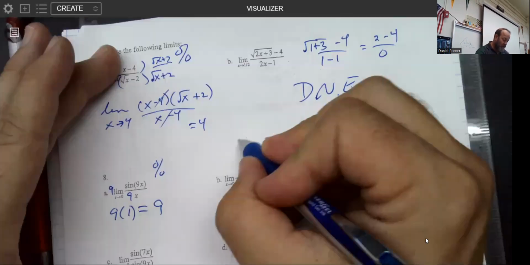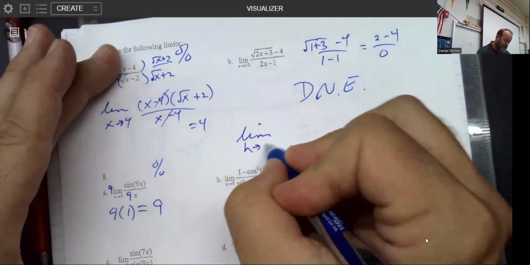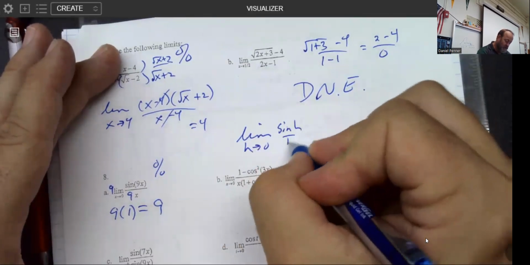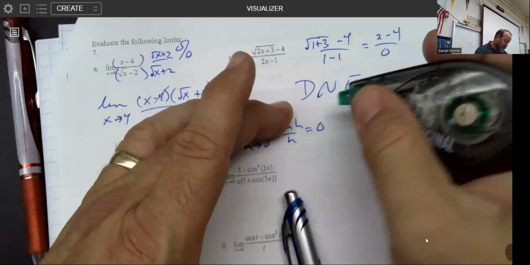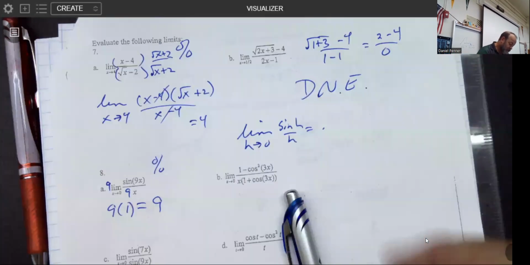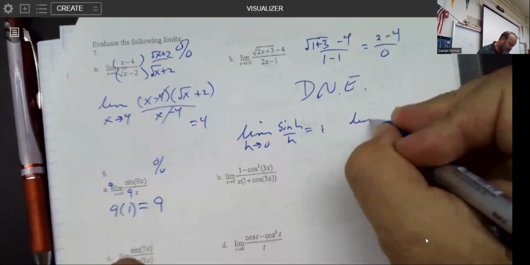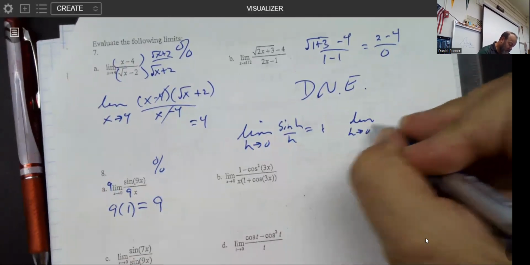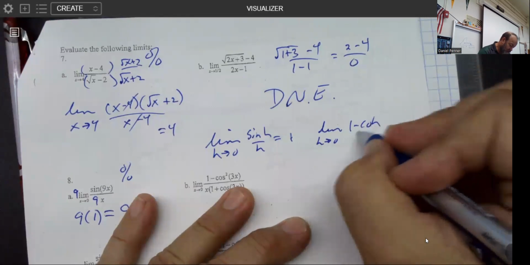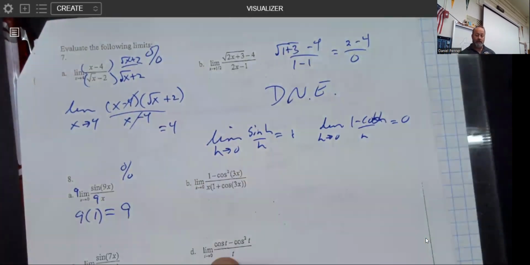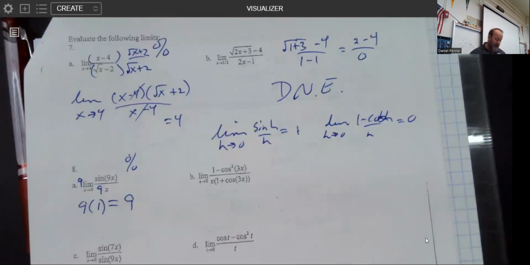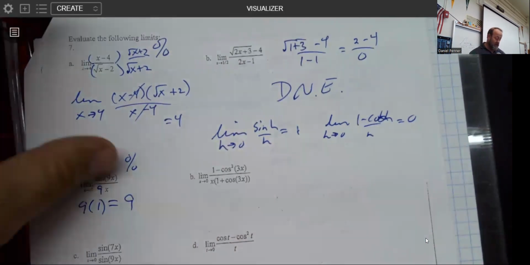Now, this next question is kind of different. We have two forms we like. One of them is the limit of sine h over h as h goes to 0 is 1. Or the limit as h goes to 0 of 1 minus the cosine of h over h is 0. That's a little bit different, but it's one that is likely to be significant somewhere.